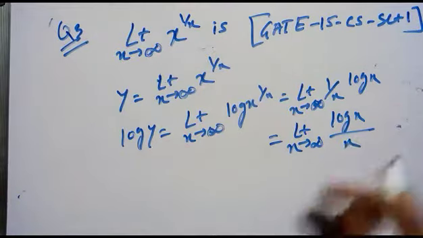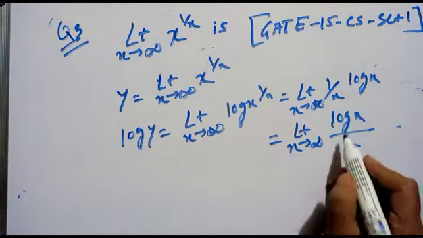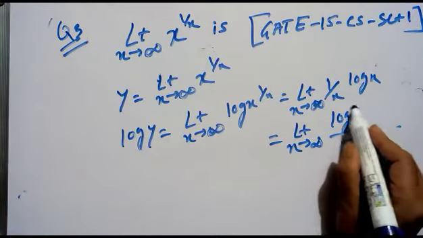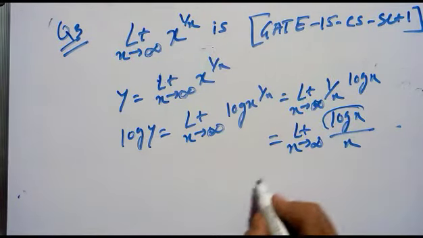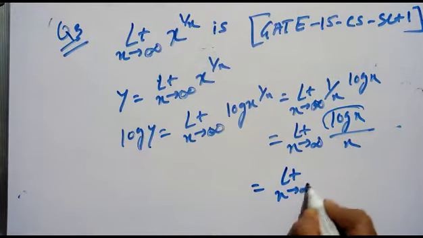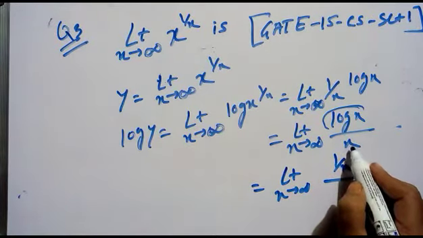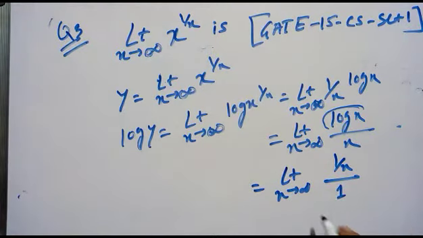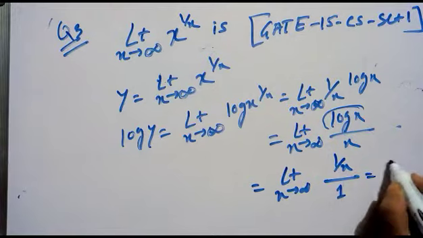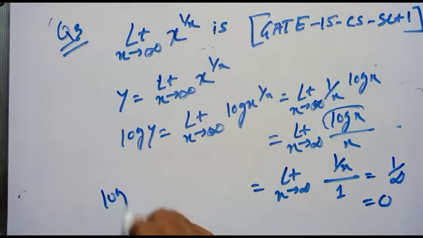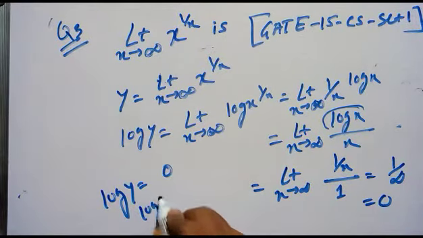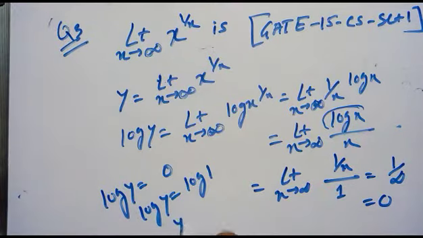So we apply here L'Hospital rule. And what is L'Hospital rule? We differentiate both parts of the fraction. So if we differentiate log x, then we get limit x tends to infinity 1 by x, and if we differentiate x, that means 1. Now we put the value infinity here, so 1 by infinity, that means 0. So we can write log y equal to 0, that means log y equal to log 1, clear? So y equals 1 is our value, clear?